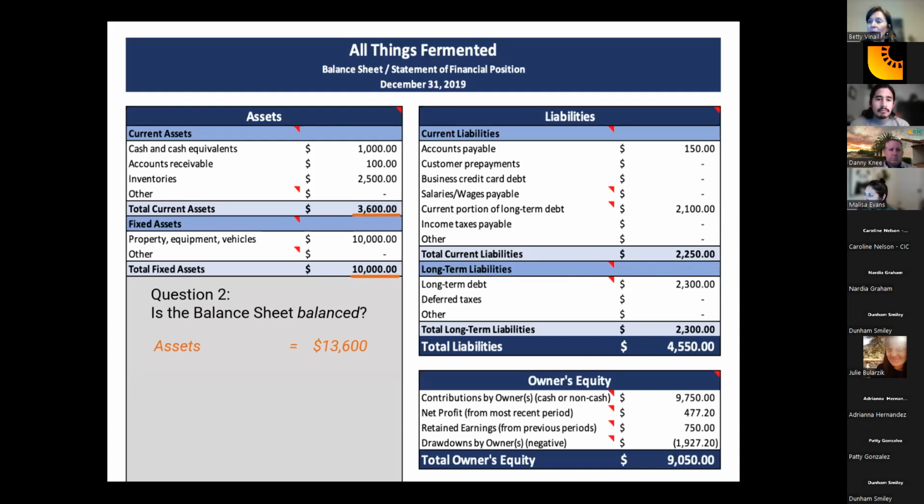Well, we have our assets of $10,000 in fixed and $3,600 in current, so $13,600. And then we're going to look at our liabilities, which are underlined there, the $4,550, and our equity, $9,050. And yes, we are in balance. $13,600 is the assets, and then we add our liabilities and our equity together, and we are in balance.